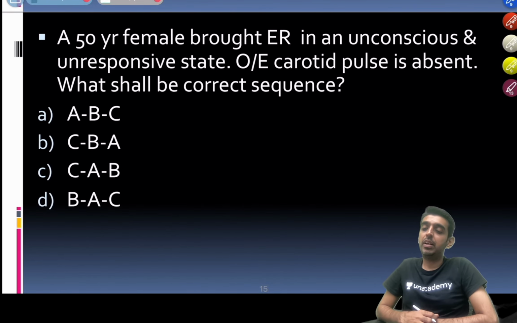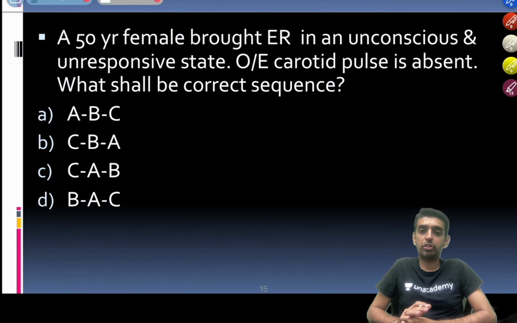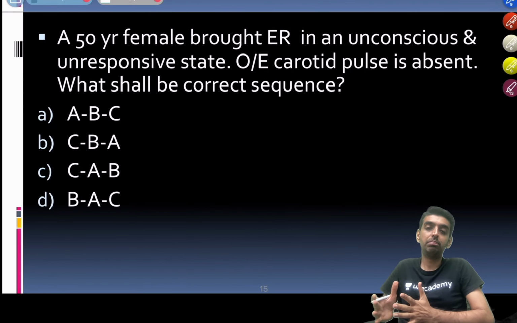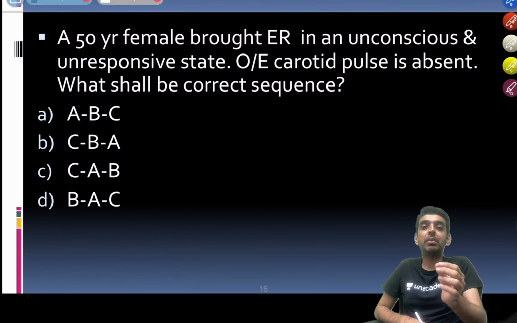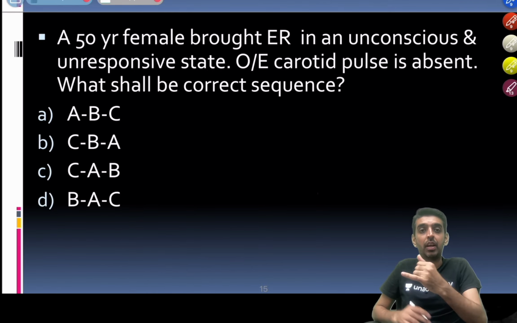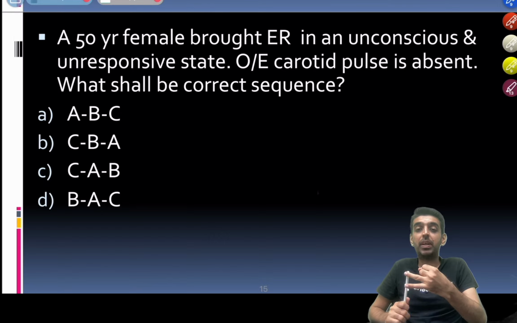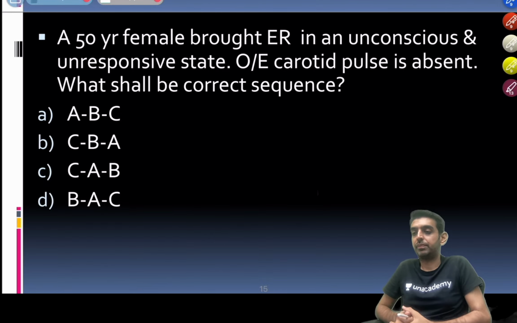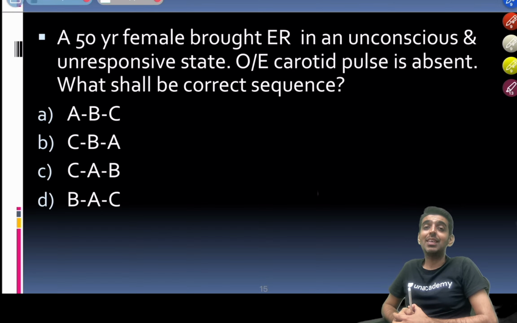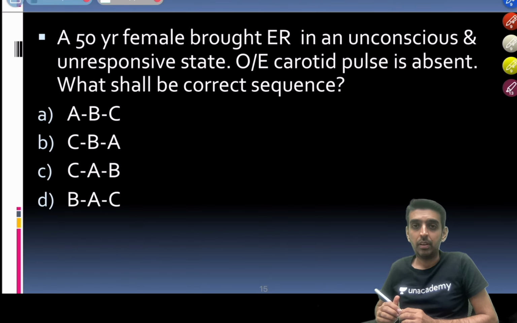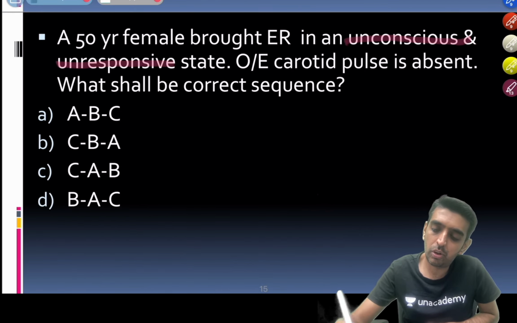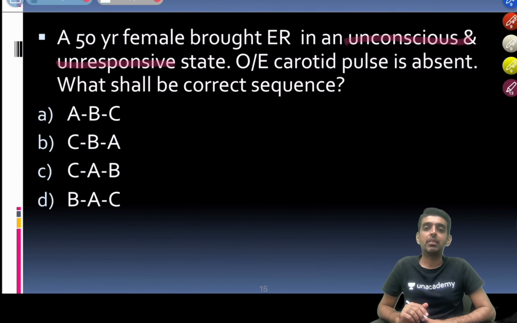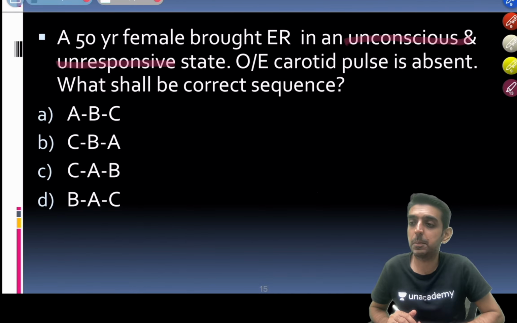A 50-year-old female is brought to the ER, the emergency room, in an unconscious and unresponsive state. On examination, carotid pulse is absent. What shall be the correct sequence of resuscitation? ABC, that is airway, breath and circulation, CBA, CAB or BAC? Patient is unconscious, patient is unresponsive. What is the correct sequence of resuscitation?